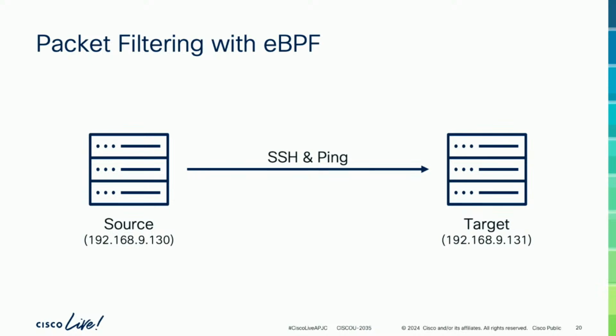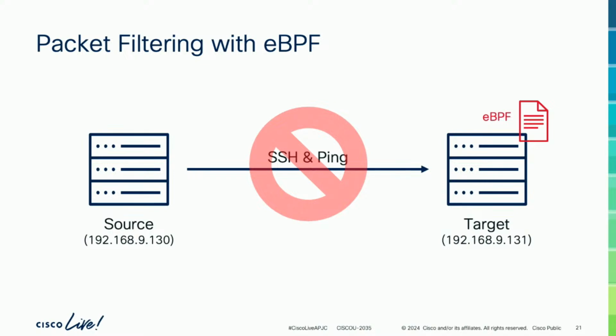We're going to try an SSH connection as well as a ping using ICMP. And when we run the eBPF program, you're going to notice that these connections are no longer going to work. So we're going to try it first without the eBPF program running, and then we're going to go ahead and run it, and you'll see that those connections will be denied. It'll essentially hang, and there will be no connection that's made.